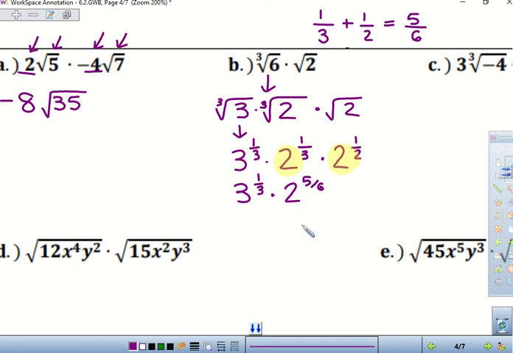Now, can we leave our answer this way? No, because the original question asked us in the form of a radical. We have to go back to the form that the question was asked, and that's going to give us the third root of 3 times the 6th root of 2 to the 5th power, which you could try to simplify a little bit.